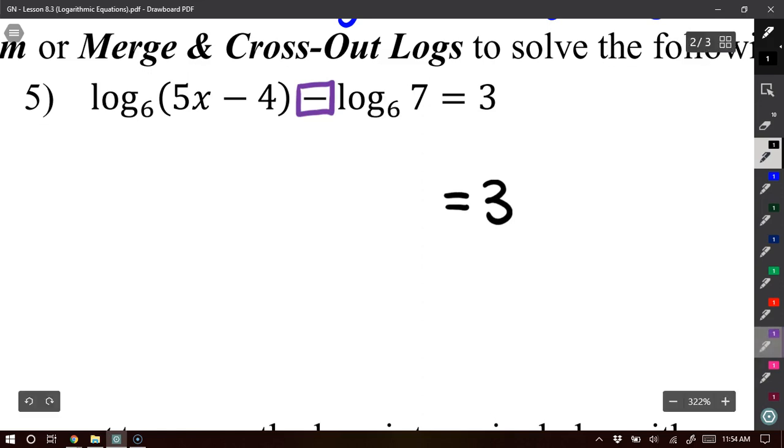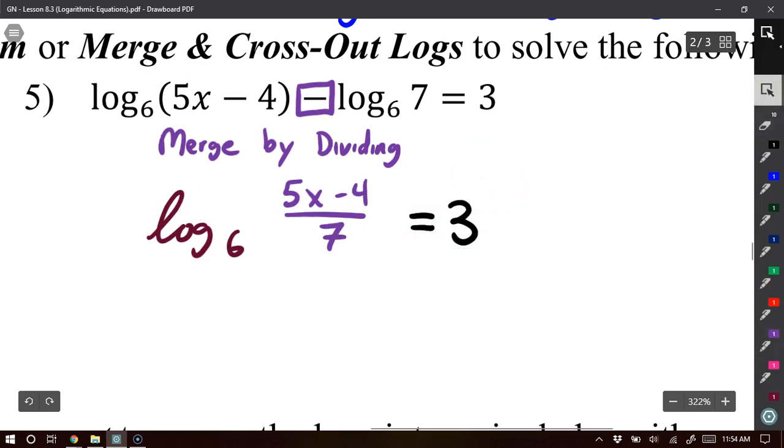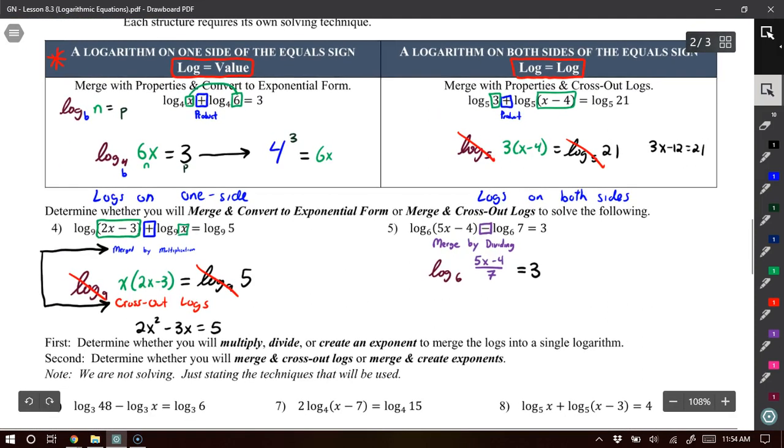Let's merge them together. And I am going to merge, because it's a fraction, by dividing. So I'm going to have one single log, because that looks so nice when it's one logarithm. I'm going to take my 5x minus 4, and I'm going to divide by 7. There is your one single logarithm. So now, at this point, I merged. I answered the first part. How am I going to merge? I'm going to merge by dividing.